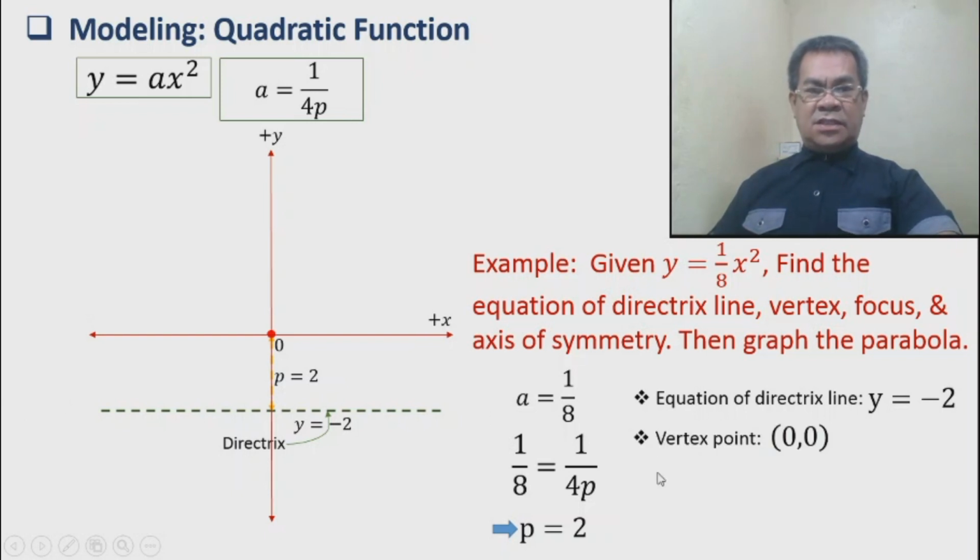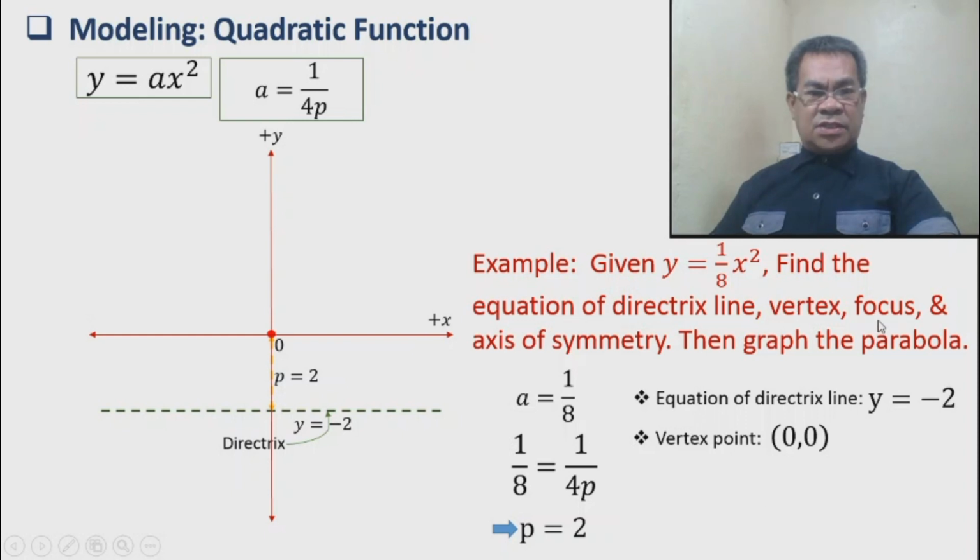Okay, next, you are asked to find the vertex. The vertex is located at point (0, 0), at the origin. So remember that this equation signifies that the parabola has a vertex at the origin, because b and c in the quadratic function are 0. So therefore, this is the answer for the vertex.